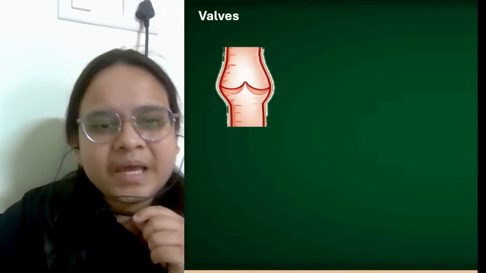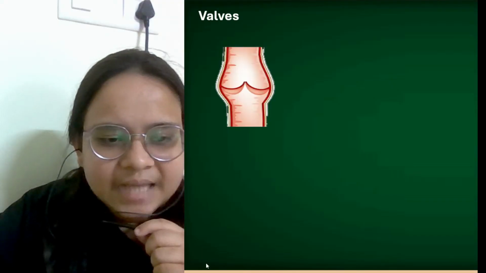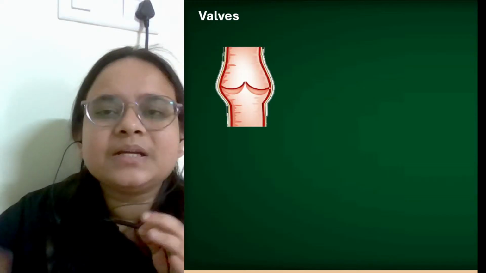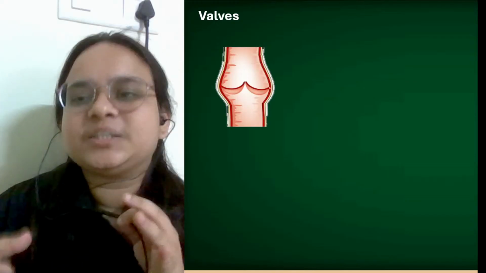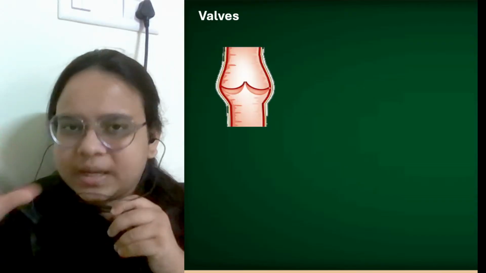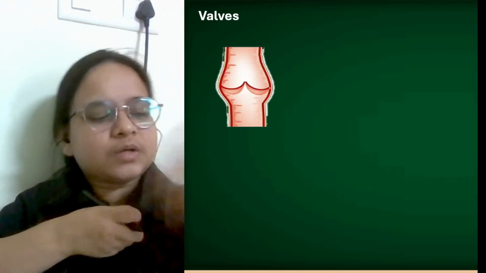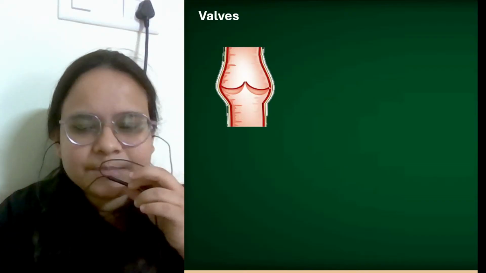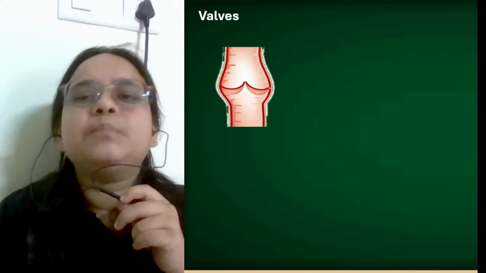What are valves? Can you see this image? This is actually the whole image of a blood vessel. What is a blood vessel? It is a narrow tube like structure that is present throughout our body. Now if you just look at your wrist, you can see some blue or red lines. Those tubes are basically blood vessels.